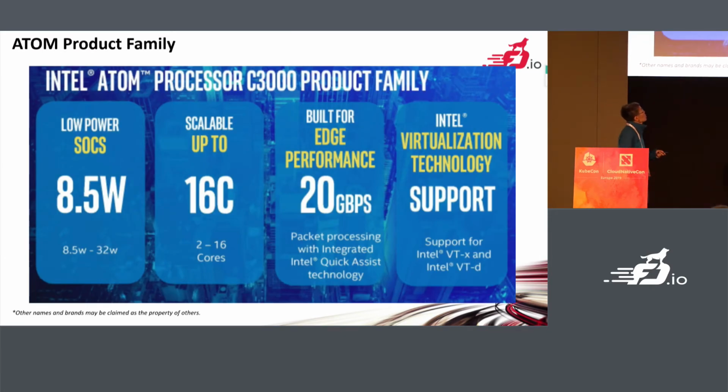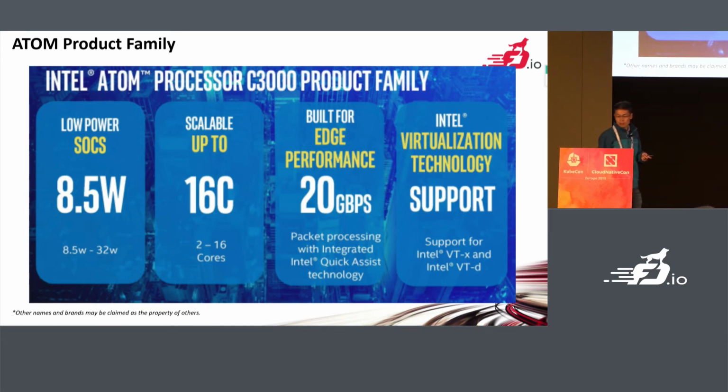Okay, we will introduce the Atom chips at Intel. It's low power, at a minimum of 8.5 watts, and it can scale from 2 cores up to 16 cores. And we can optimize it based on DPDK and VPP to reach high performance, with QAT to support IPsec. The maximum performance will reach 20 gigabits per second. And finally, we will support Intel virtualization technology.